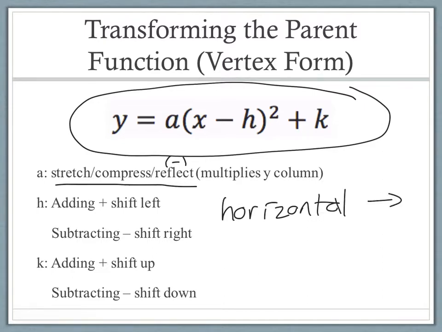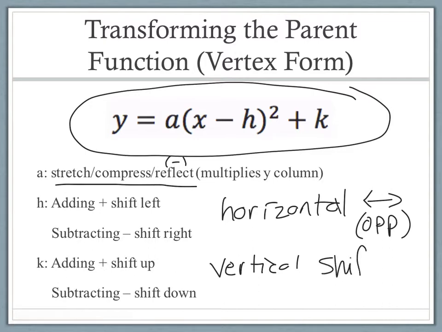Okay, and remember it's x minus h, so that means that it's going to be the opposite. Okay, so if I add, it's going to go to the left. If I subtract, it'll go to the right. Now remember, k is our vertical shift, which is up or down, and it's just exactly what you would think.